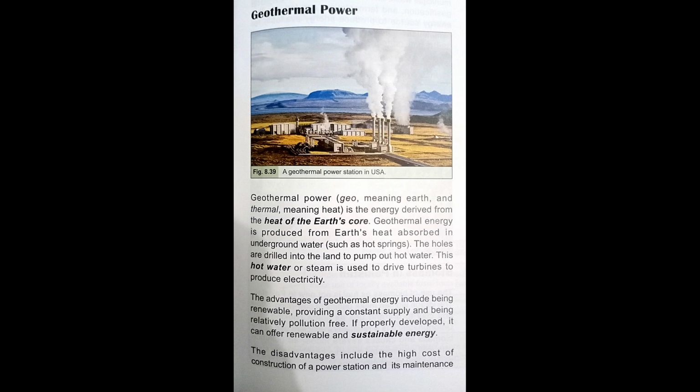Available in the form of very hot water, hot springs, or heat deeper into the earth's surface. The earth's stored heat constantly flows to the earth's surface by conduction. Hot water steam is extracted by drilling, and this is used to move turbines in order to produce electricity.